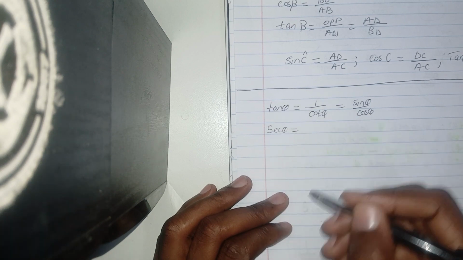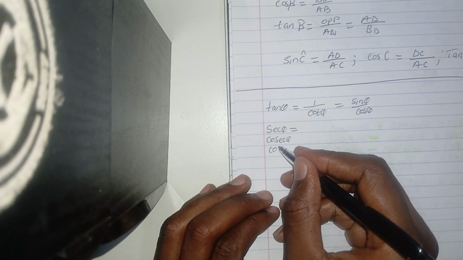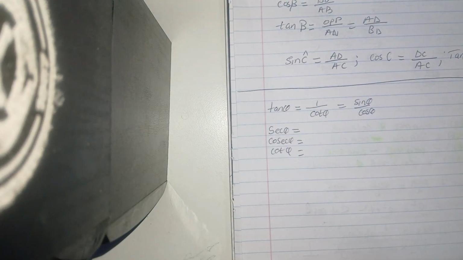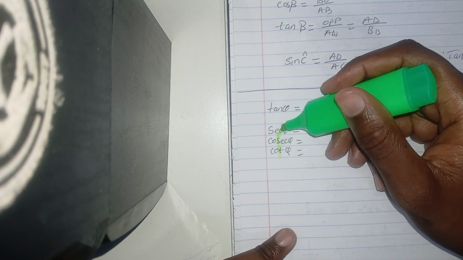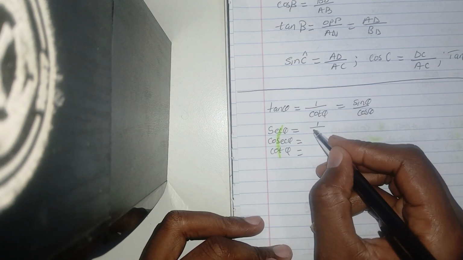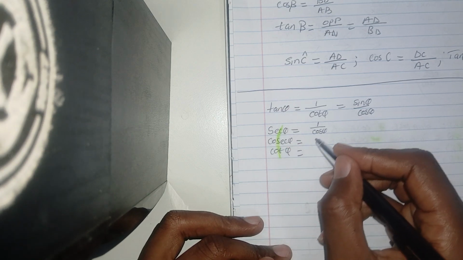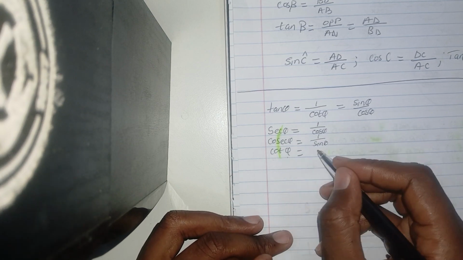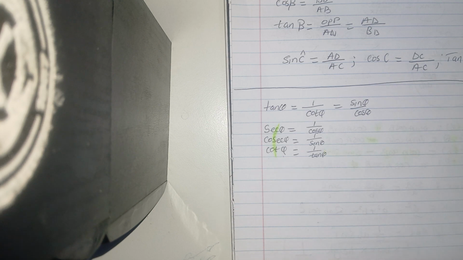Now, sec theta is equal to cosec theta cot theta. I want to show you something. Can you check this third letter? Did you check it? That means sec theta is equal to 1 over cos theta, right? Then cosec theta is equal to 1 over sine theta, right? Then cot theta is equal to 1 over tan theta, right?